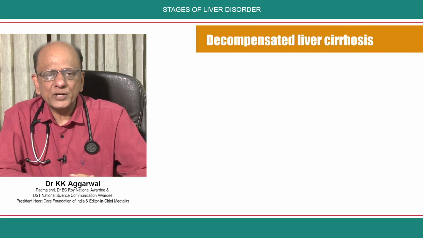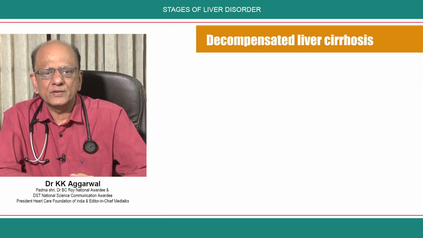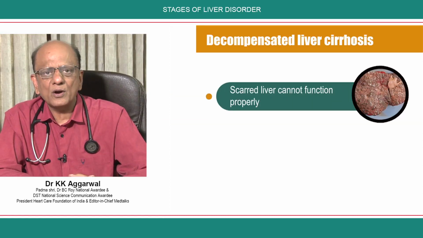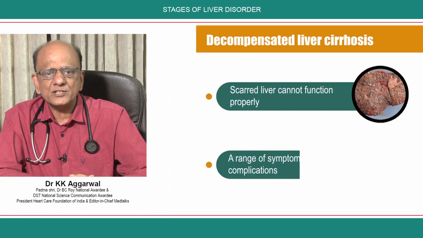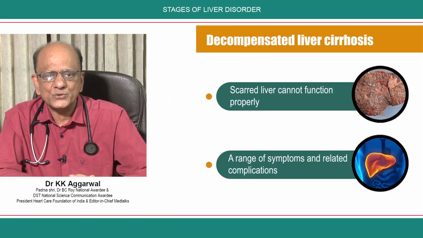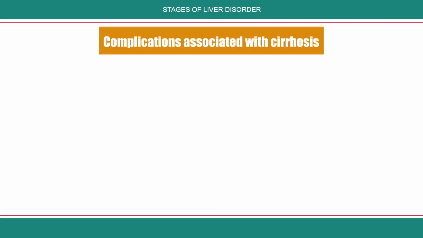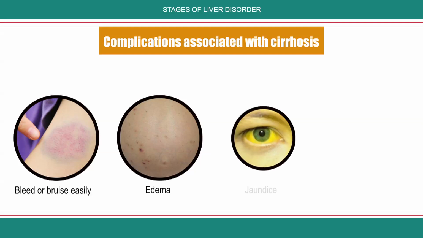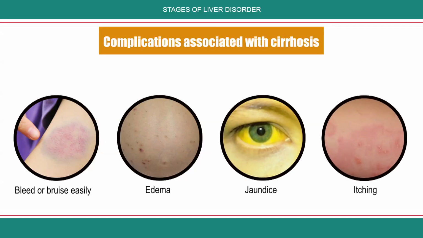But when you reach a stage of decompensated liver cirrhosis, the extensively scarred liver now cannot function normally. Patients develop a range of symptoms and associated disease complications. What are these complications? The complications can be bleeding, GI bleeding, patients get bruised easily, edema, jaundice, itching. In fact, in some patients, the first presentation may be these complications.